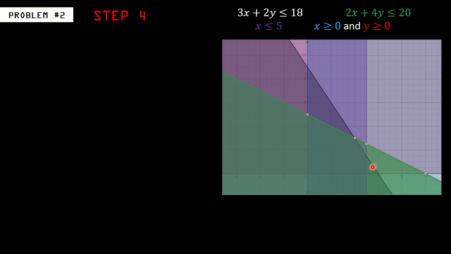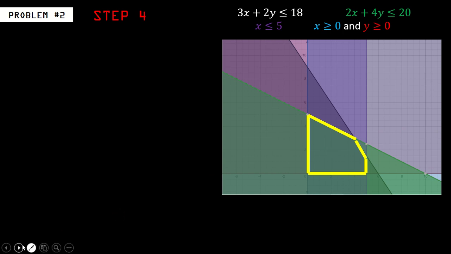So again, same procedure. We need to identify the feasible region wherein all the shaded regions intersect. In this case, we have this area. And then the rest intersects two or more, but not all the inequalities.